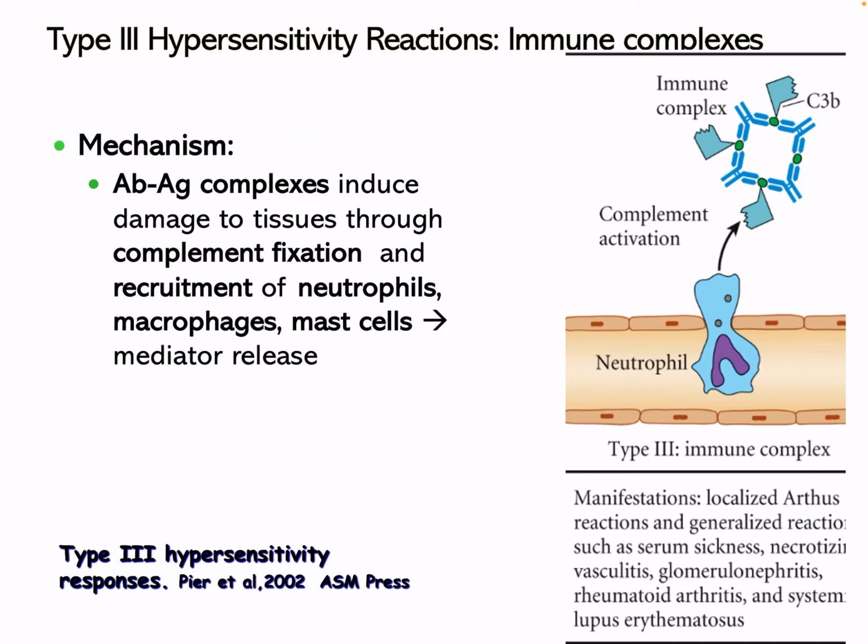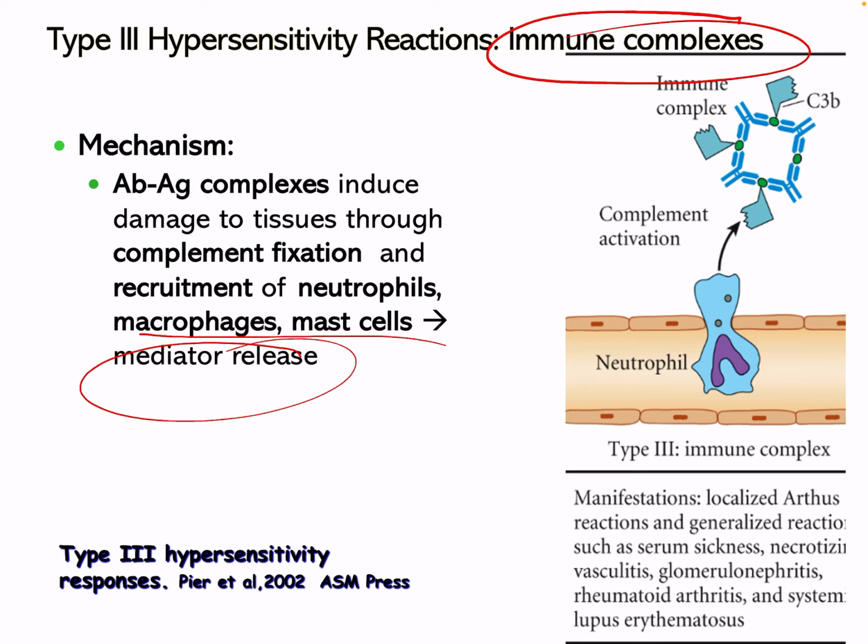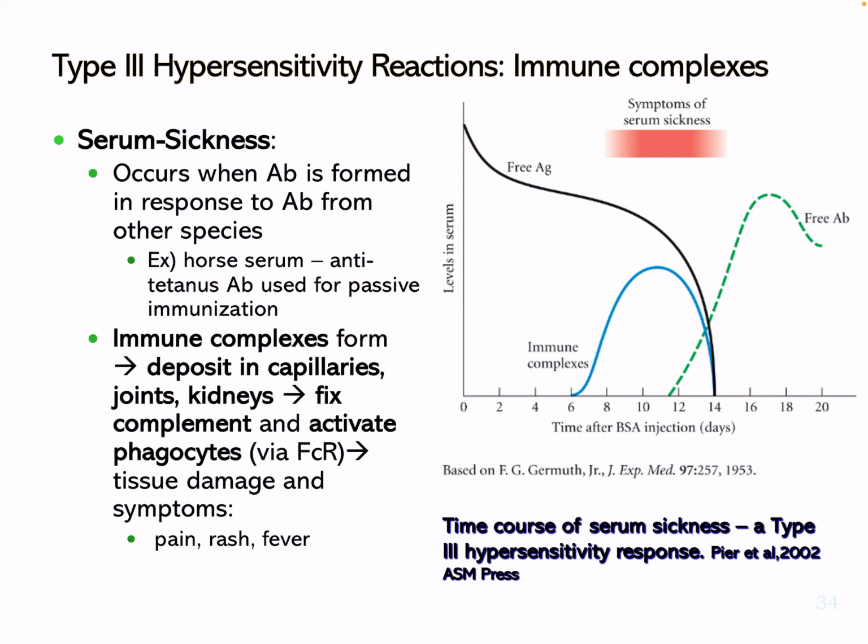Type 3 hypersensitivity reactions involve something called immune complexes. Antibody-antigen complexes induce damage to tissues through complement fixation and recruitment of neutrophils, macrophages, and mast cells, which cause mediator release. For example, with a type 3 immune complex, we can have manifestations of local Arthus reactions and generalized reactions such as serum sickness, necrotizing vasculitis, glomerulonephritis, rheumatoid arthritis, and systemic lupus erythematosus, which are all quite serious conditions.